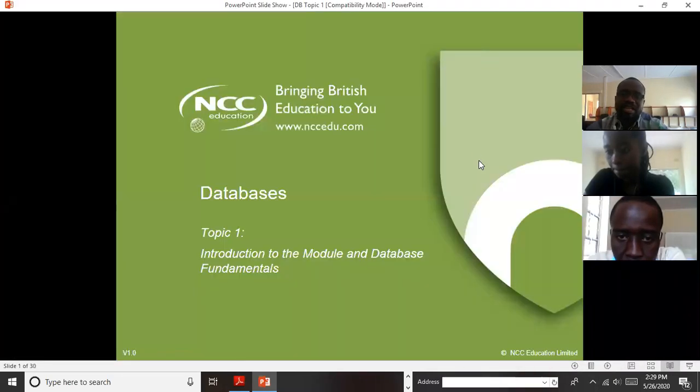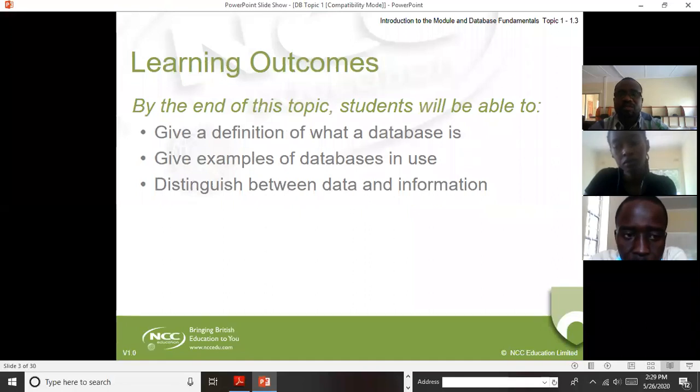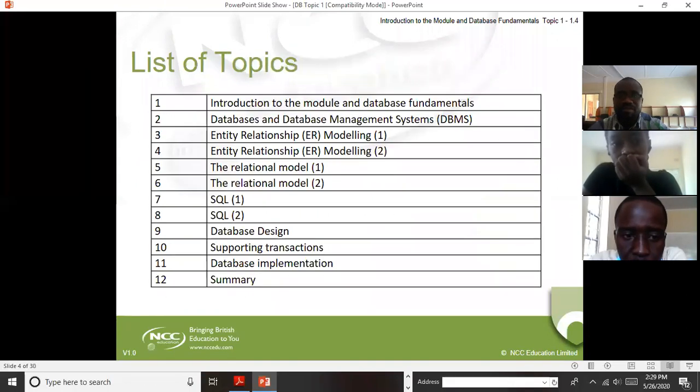So topic one for database is the introduction to the module and the database fundamentals. The topics will cover an outline of the module, some introductory topics like what databases are, examples of databases in use, then data and information. By the end of this topic, you'll be able to give a definition of what a database is, give examples of databases in use, and distinguish between data and information.